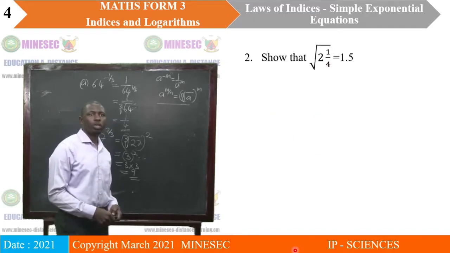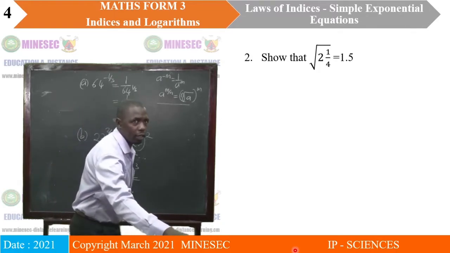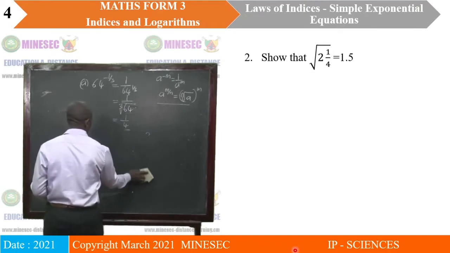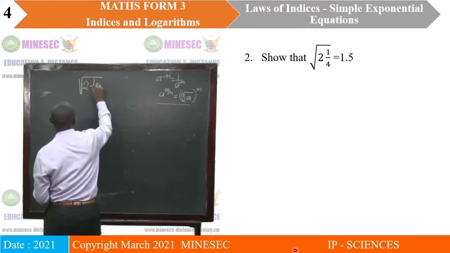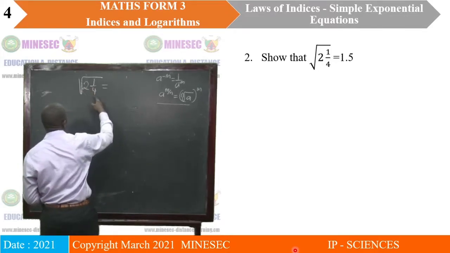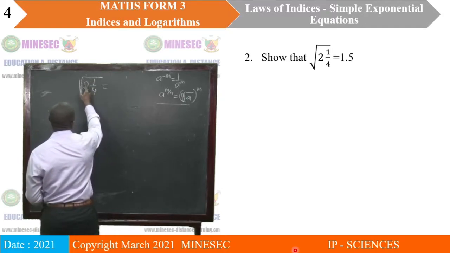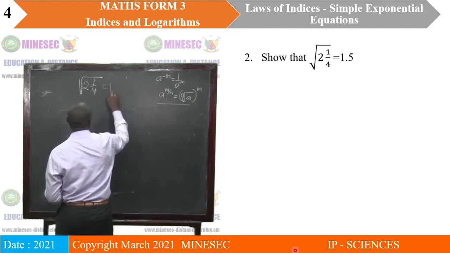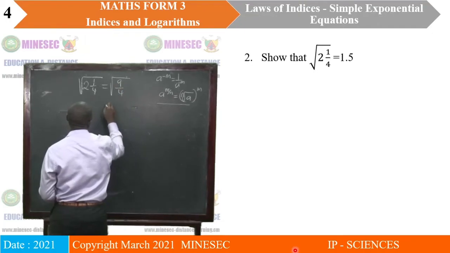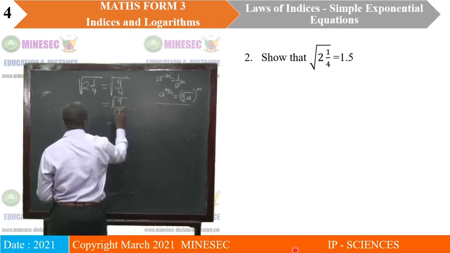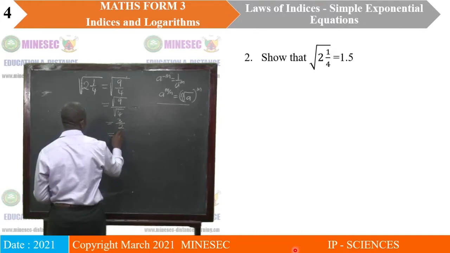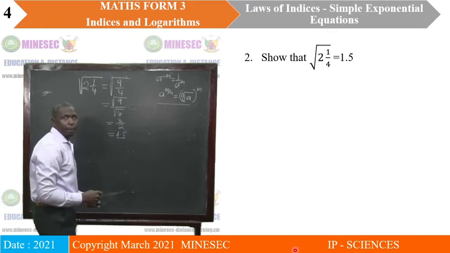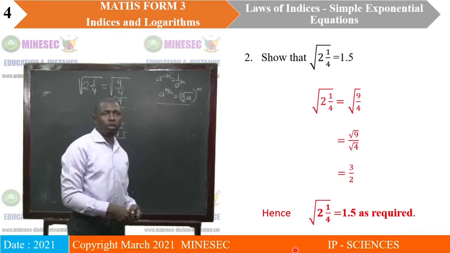The next question, show that the square root of 2 and a quarter is equal to 1.5. So you have the square root of 2 and a quarter. If you change that mixed fraction to an improper fraction, you will have 4 times 2, which is 8, plus 1, that will give us 9. I will end up with the square root of 9 on 4, which will be the same as the square root of the numerator over the square root of the denominator. And the square root of the numerator is 3, while the square root of the denominator is 2. So you end up with 3 over 2. And 3 divided by 2 will give us 1.5 as required. So that is the solution displayed on your screen.